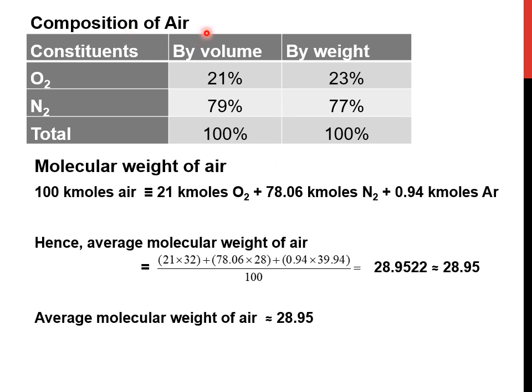Next is composition of air. The major constituents of air are considered to be oxygen and nitrogen. If we consider by volume, oxygen is 21% and nitrogen is 79%. Same thing if we consider by weight, then it is 23% of oxygen and 77% of nitrogen. But in our subsequent solving of the numericals, we will be going with by volume.